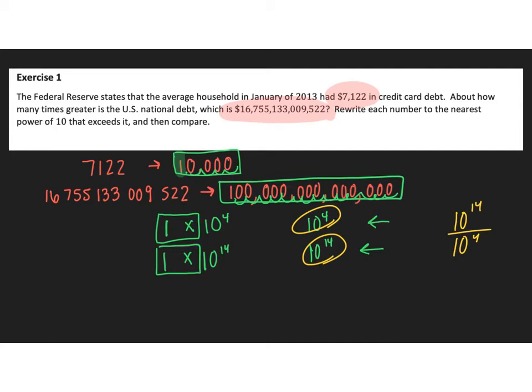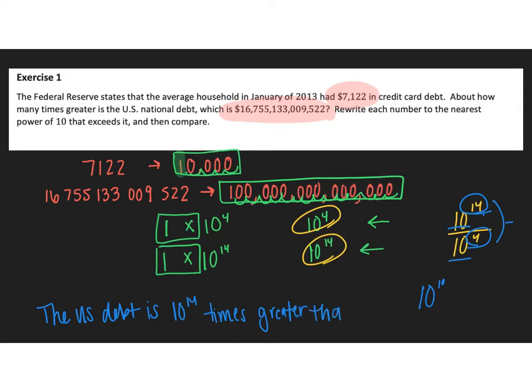greater it is. Well, one thing you should know working with exponents is that if we're dividing exponents that have the same base, right, all we have to do to these exponents is subtract them. So 10 to the 14th divided by 10 to the 4th is the same as 10 to the 10th power, right? 14 minus 4 equals 10. So the U.S. national debt is 10 to the 10th times greater, well, about, because we rounded, than the average single household, or the average household debt.